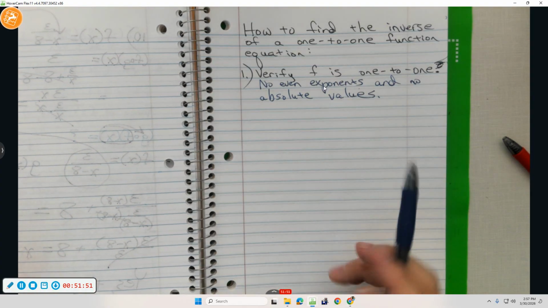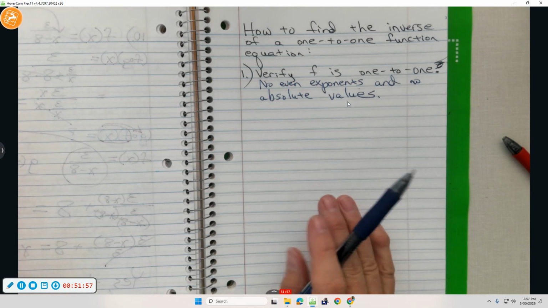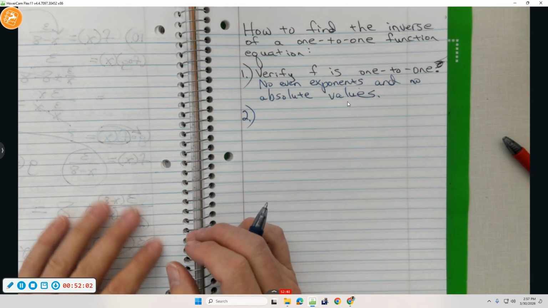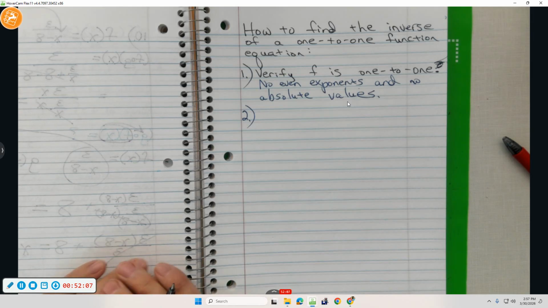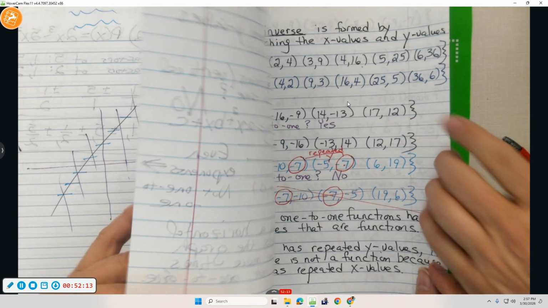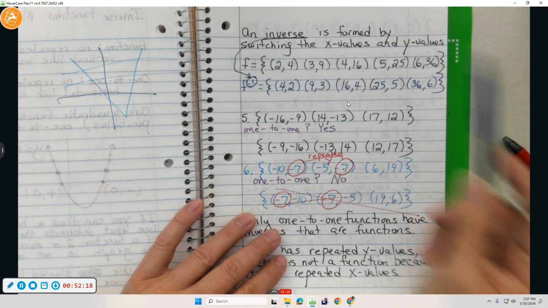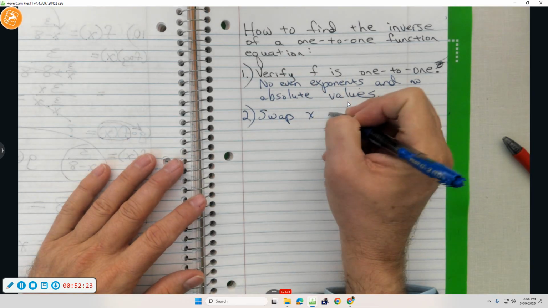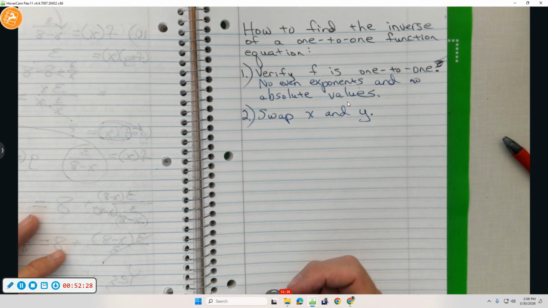So the first thing we'll do is verify that f is one-to-one. If it's not one-to-one, we're not going to waste time finding the inverse. The second step, just tell me in words, what does an inverse do? And I defined inverse the first time, not the formal definition. It's formed by switching the x and y values. So second step, I'm going to say swap x and y. Wherever you have an x, you're going to write a y. Wherever you have a y, you'll write an x.